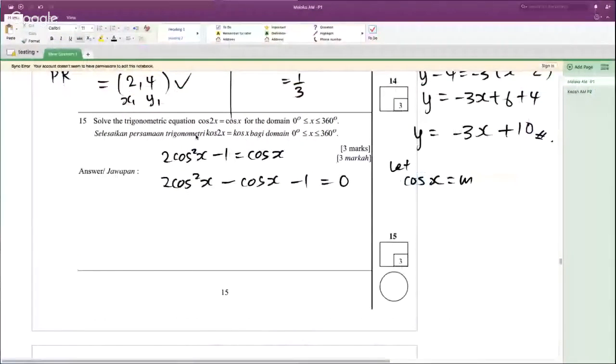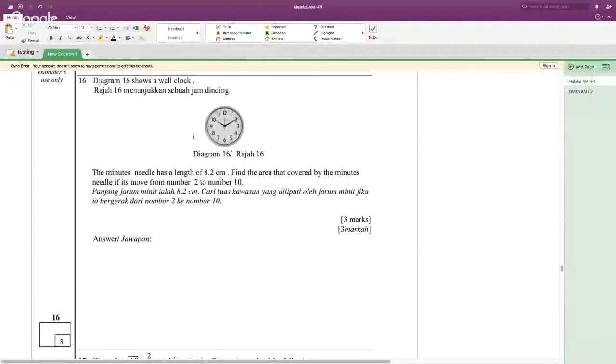Okay, so if you understand, then we go to this question. This question is not considered a KBAT, but you have to think a bit.